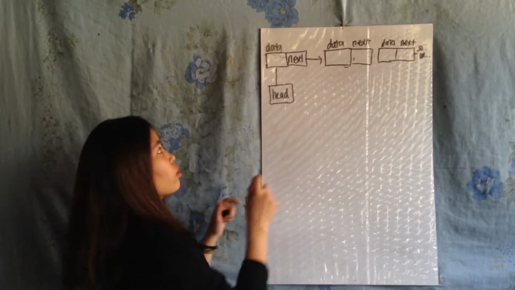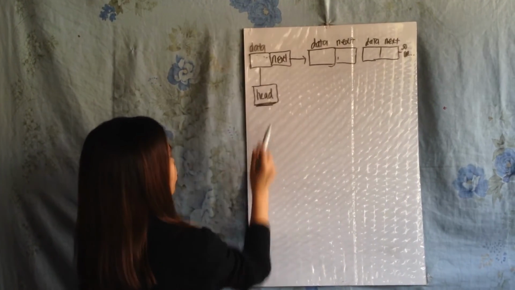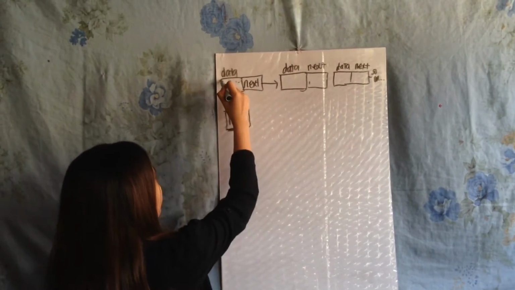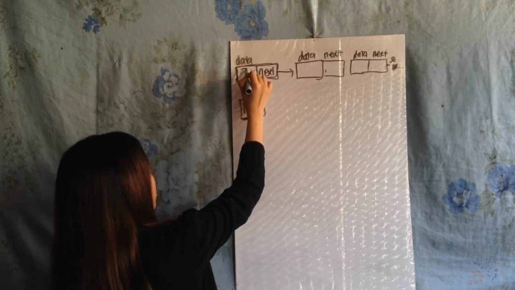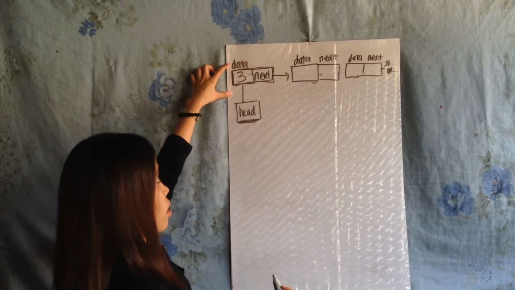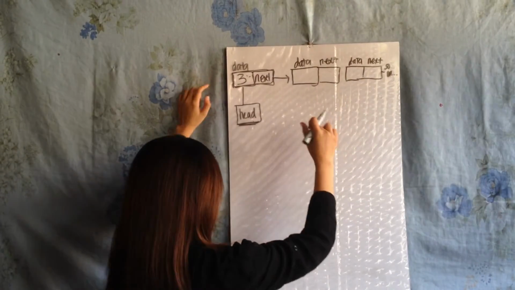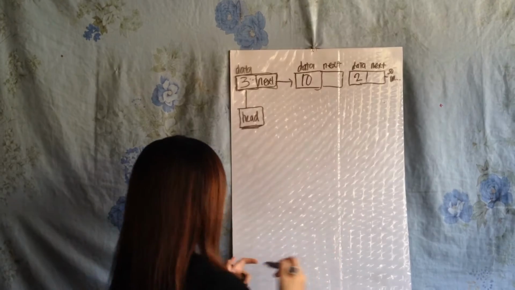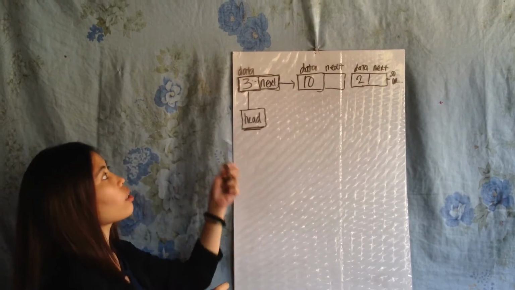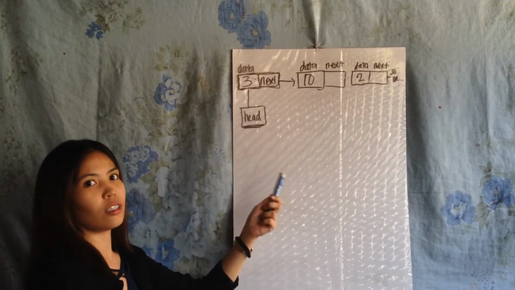Linked list representation natin, meron pa rin tayong head and data next. Ito yung nodes natin. Ayan. So, for the data, kunwari meron tayong 3. So, ilalagay natin siya sa may data. Then, the next one is the 10 and, for example, 2. So, ganyan yung itsura ng singly linked list.